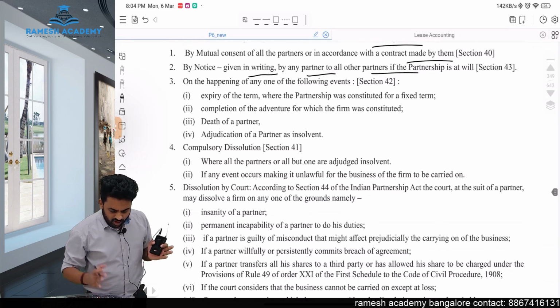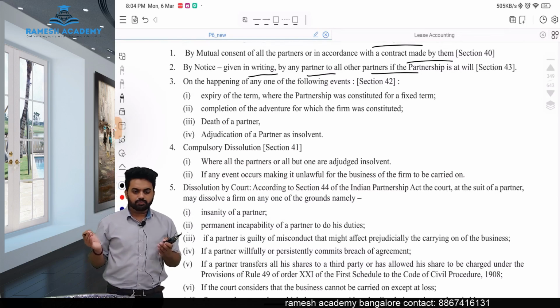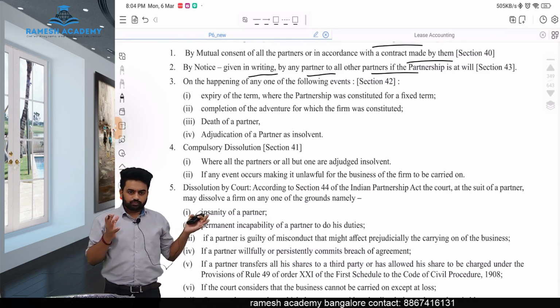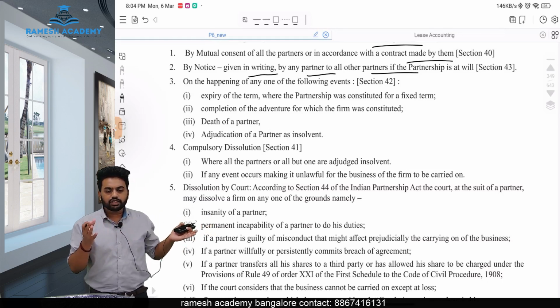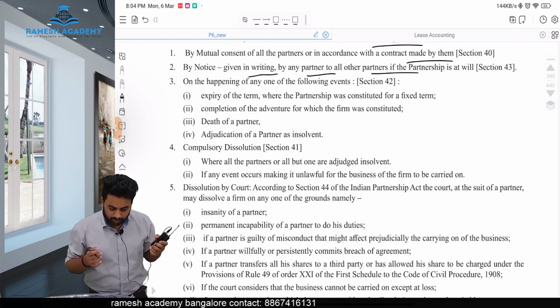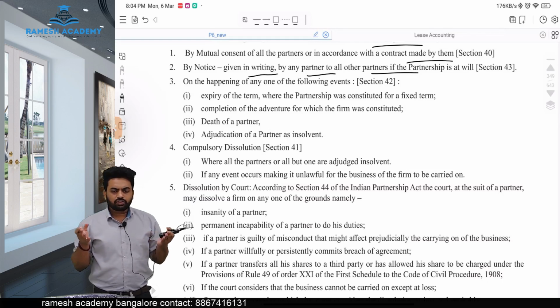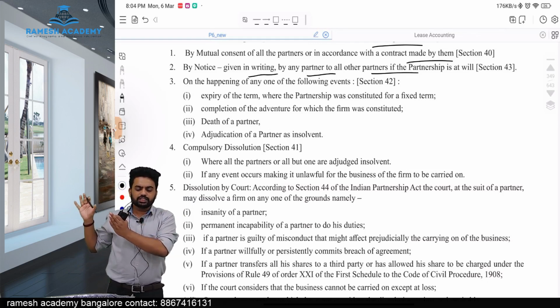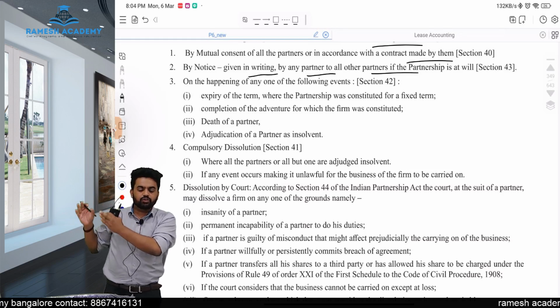And on happening of any of the following events, one is expiry of a term of the partnership. We might have done an agreement telling that our partnership will continue for the next 5 years. So after completion of 5 years, automatically the business will come to an end. Or completion of the adventure: we might have thought, okay, we are going to do this particular business, and once that particular thing is done, we are going to wind up our business.